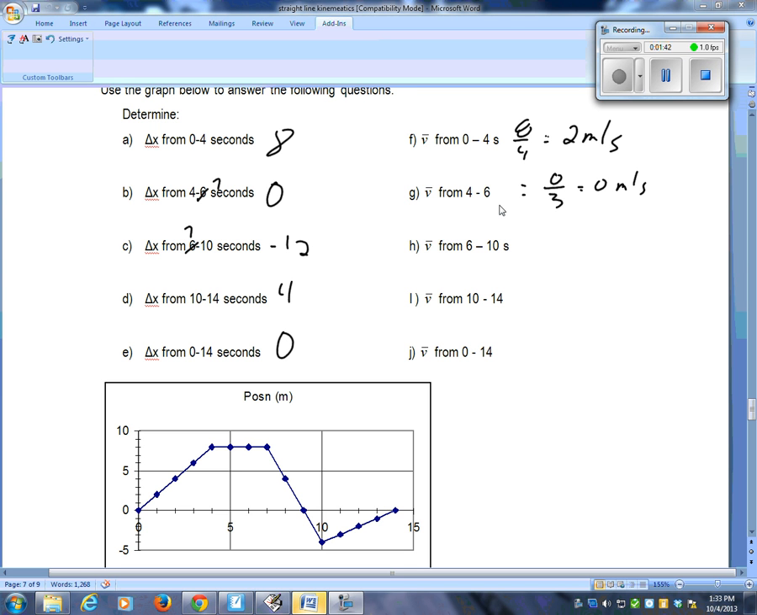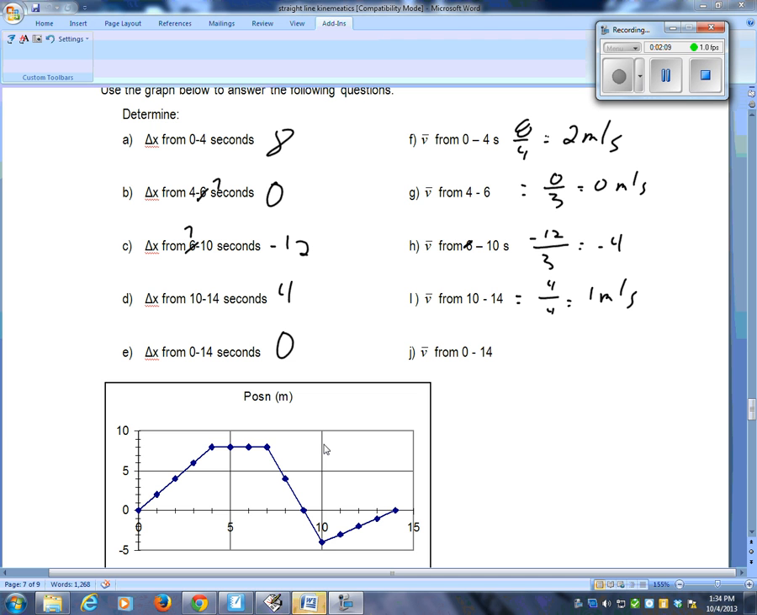So now V bar here, this is going to be from 7 to 10. If it's really minus 12, is that right? Did I do that right? Okay, so that's going to be minus 12 over from 7 to 10 is going to be 3, or minus 4. And from 10 to 14, I hope I did that right. So now I got 4 over 4 seconds or 1 meter per second.